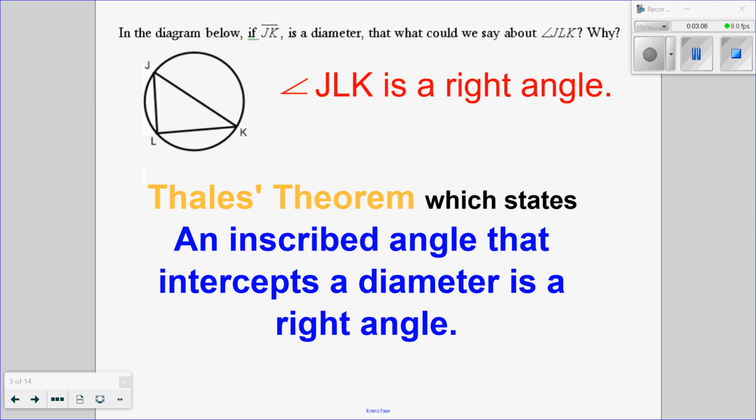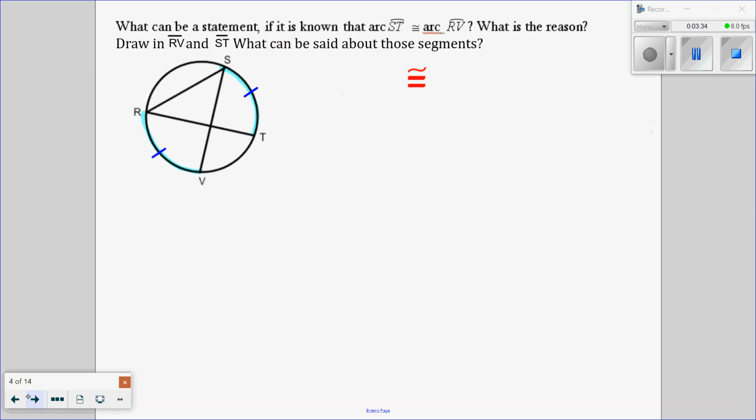Or if you don't remember that, you can say an inscribed angle that intercepts the diameter is a right angle. You could also make the longer description about how JLK is half of arc JK. Since arc JK is 180, JLK is 90. But the shortest way is to just write Thales' theorem. Don't forget your apostrophe because his name ends in an S and it's possessive. Okay, so then our next rule.